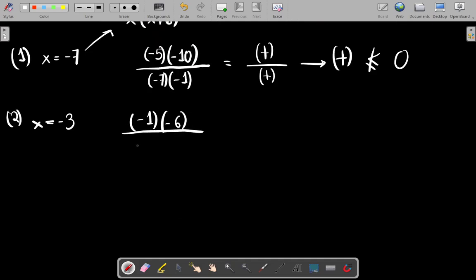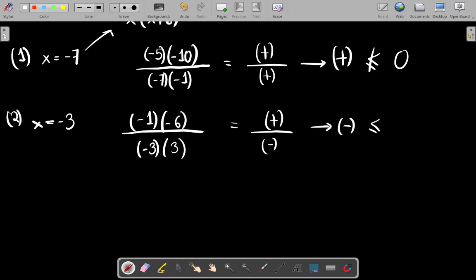And in the denominator, it is minus 3 times minus 3 plus 6, which is plus 3, right? So if I look at the sign, the numerator is negative times negative, so this will become positive again. And this negative times a positive will give me a negative number. The ratio of a positive and a negative number is negative. So this is a negative number, whatever the value is.